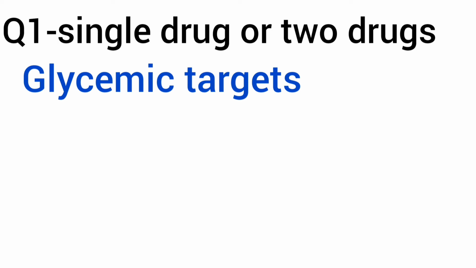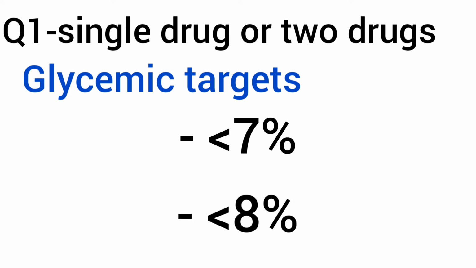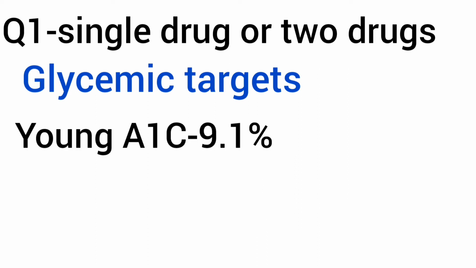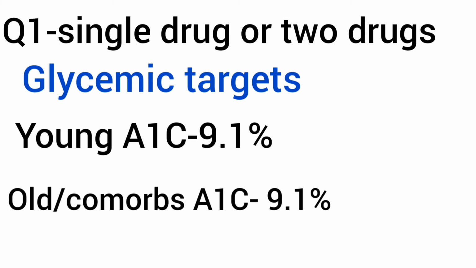So for generally type 2 diabetic adults, the glycemic target is less than 7%. But in people who are facing severe hypoglycemic attacks, or who have limited life expectancy like elderly people, or who have advanced microvascular and macrovascular complications and other comorbidities like CAD and CVA, in such people the glycemic target is less than 8%. For example, I have a young patient with HbA1c of 9.1 and an old patient with HbA1c of 9.1. So my approach will be different for these two populations.